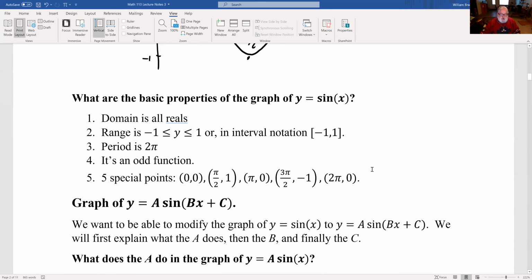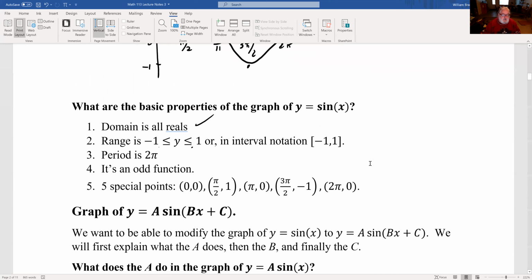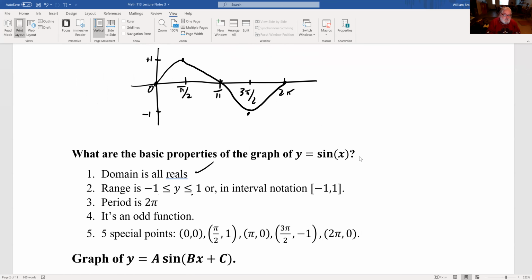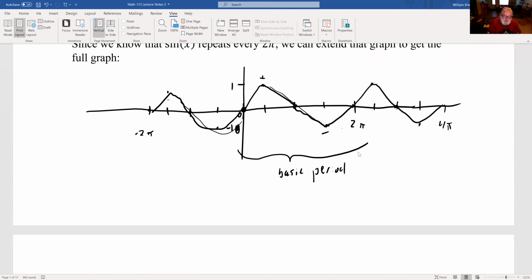So that gives us the basic properties of the graph of y equals sine x. The domain is all reals. The range is -1 to 1, because we only go up and down. So -1 to 1, or in interval notation, square brackets, because we actually do get down to -1 and up to 1. Period is 2 pi. It repeats every 2 pi, the same pattern every 2 pi units. It's an odd function. If we look at a point here and reflect it through the origin, you get that. So odd function.